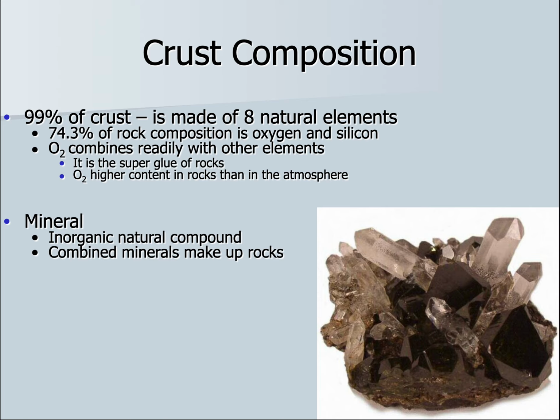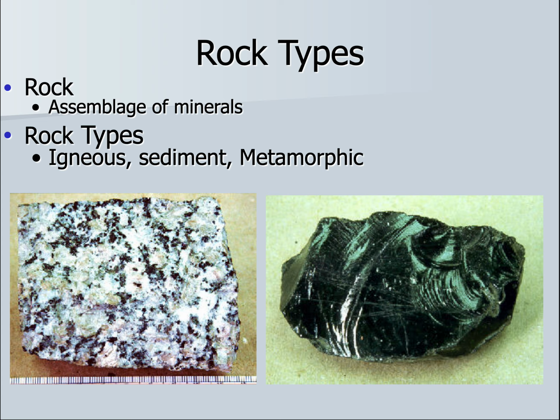Minerals then that make up the rock are naturally growing phenomena of elements. And so a combination of minerals then combine to make a rock. And there are 3 base rock types: igneous, sedimentary, and metamorphic rock. The 2 on this screen are granite and obsidian, and both of those are igneous rocks.